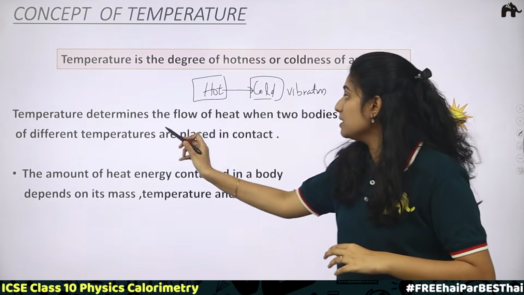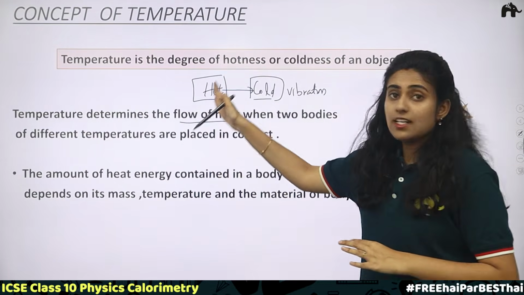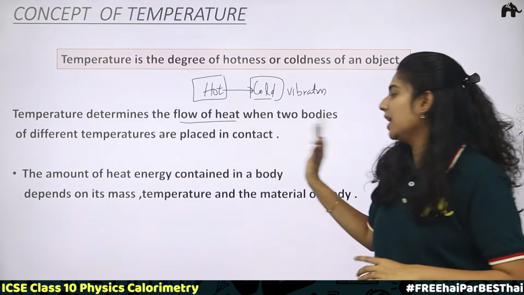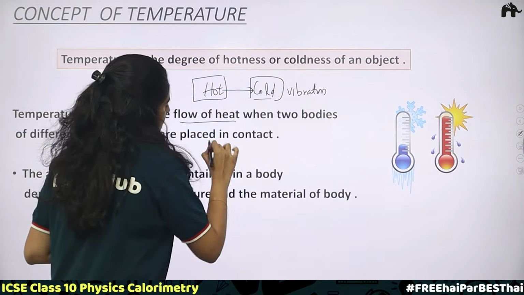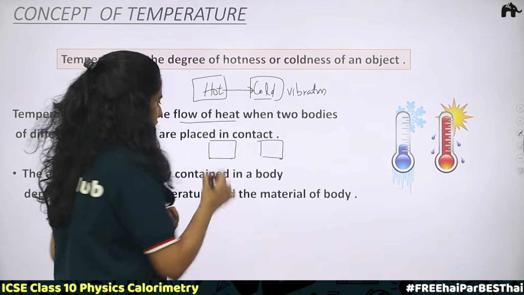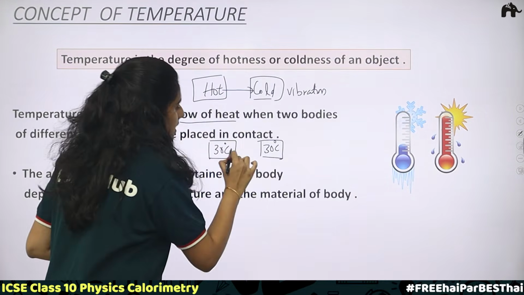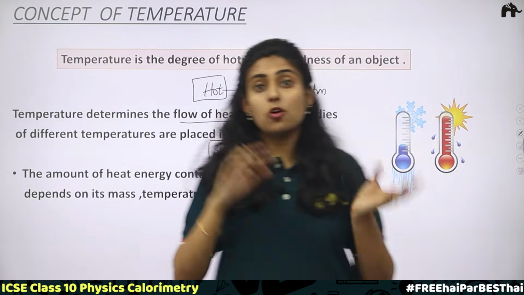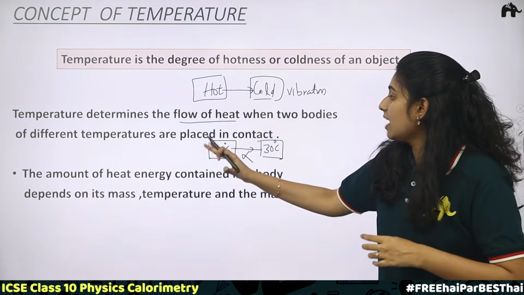Temperature determines the flow of heat, in which direction heat is flowing. As we said here, it is from hot to cold body, when two bodies of different temperature are placed in contact. If both the bodies are at the same temperature, for example, let's say both of these are at 30 degrees Celsius, does heat energy flow in any direction? No, right? There is no flow of heat energy because both the bodies are at the same temperature. Now, this doesn't mean the thermal energy in them is also the same.